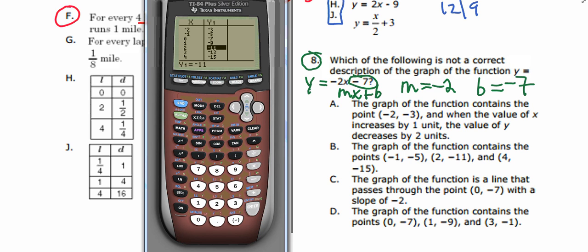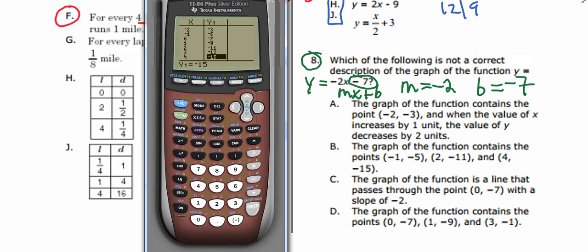Okay, let's look at B. They want us to see if negative 1 is equal to negative 5. Answer choice B we're looking at now. Negative 1 is negative 5. 2 is at negative 11. There's negative 11 for 2, and 4 is equal to negative 15. So answer choice B is also correct.